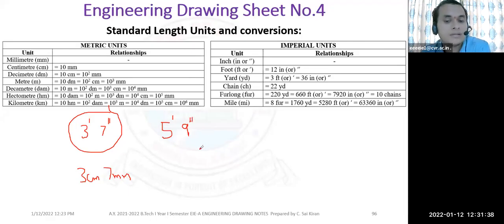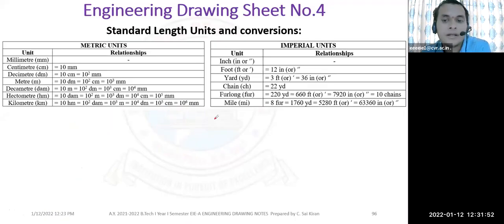So you have to represent it like this. This value represents 5 feet and 9 inches. Instead of writing centimeters or mm, they don't use letters; instead of letters they use symbols, 5 feet and 9 inches. Either you can write FT for representing feet, or you can use this symbol. Anything is correct. You can use this symbol or these letters, anything you can use.